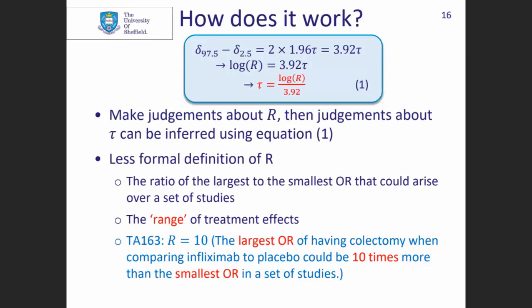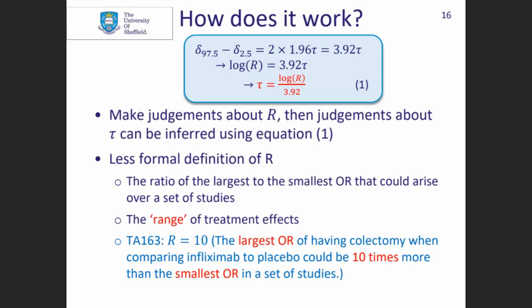So here is the formula I was talking about, the formula for converting the ratio R on the odds ratio scale to the heterogeneity parameter tau. I'm not going to go into details of how we derive this, but the message here is that we can use this equation to transfer the opinion on the ratio, or the range of the treatment effect, to the heterogeneity parameter tau.